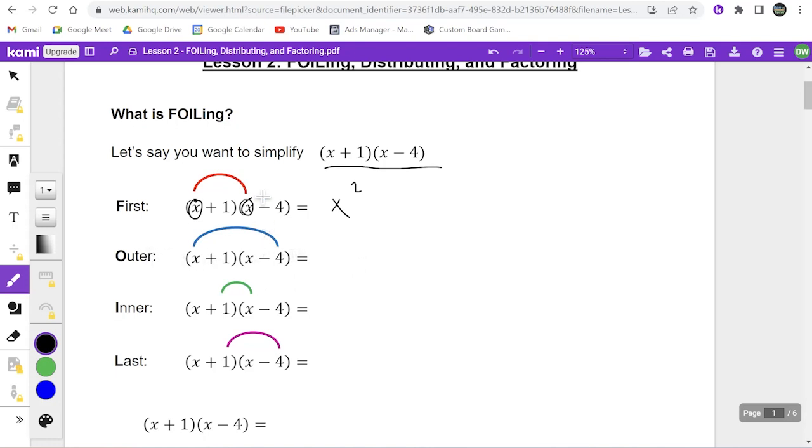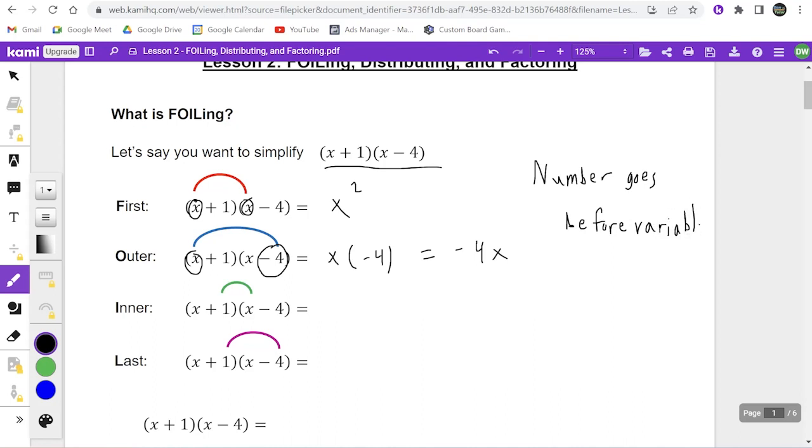Next, we have the outer. The two outer positions are the outer x here and the negative 4. Keep that negative in the 4. So basically what you have is x times negative 4. Remember last week we talked about multiplication. You can do it with parentheses, like right here. And x times negative 4 will be negative 4x. Notice I write the number before the variable, where x is your variable. This is just something that's good for notation purposes. I'm going to be doing it all day and for the rest of these 8 weeks, so I encourage you to do it as well.